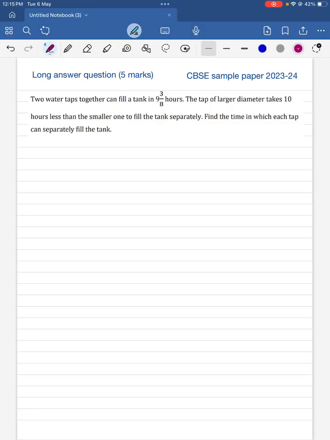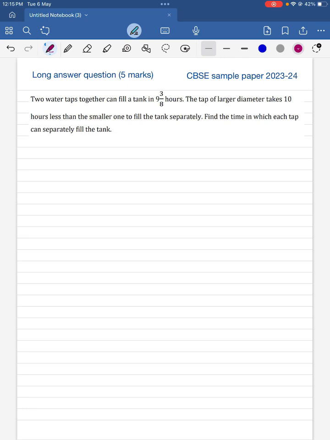Today I'm back with a long answer question for 5 marks from the CBSE sample paper 2023-24, and the question is from the lesson quadratic equations. Now the question is, two water taps together can fill a tank in 9 3/8 hours. Now the tap of larger diameter takes 10 hours less than the smaller one to fill the tank separately. Now find the time in which each tap can separately fill the tank.